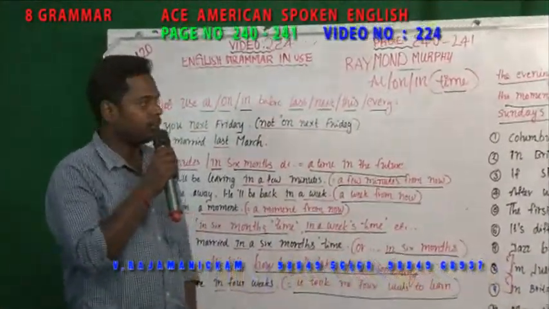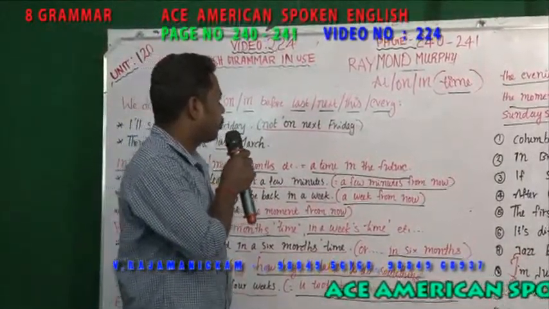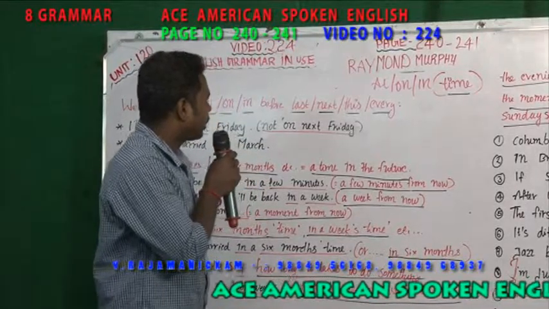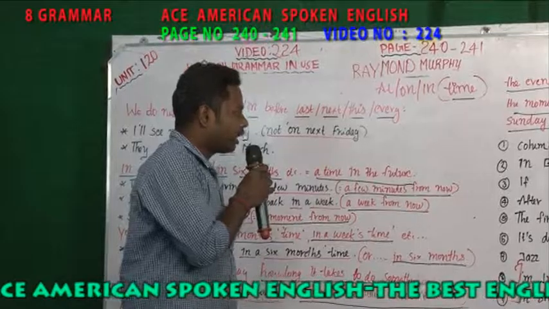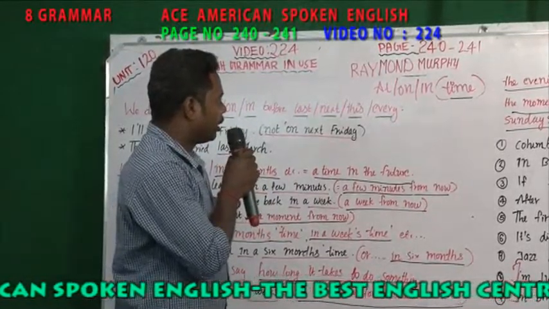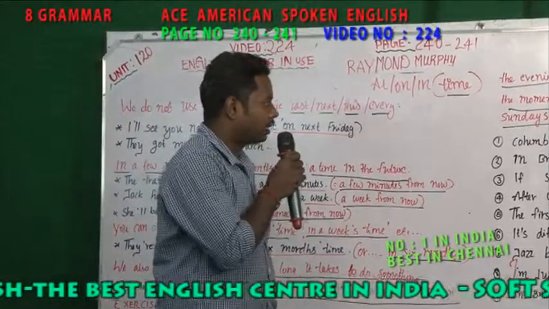Good evening to everybody. Today we have discussed prepositions of place and time. For example, in Britain most people do not work on Sunday.